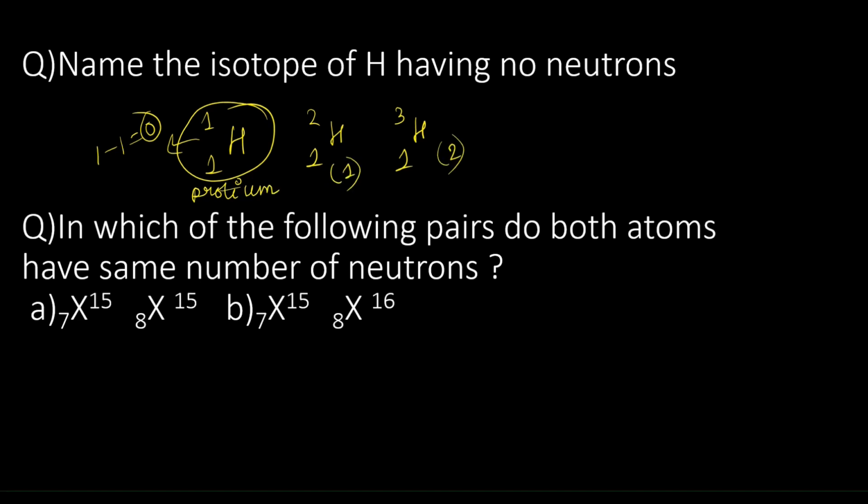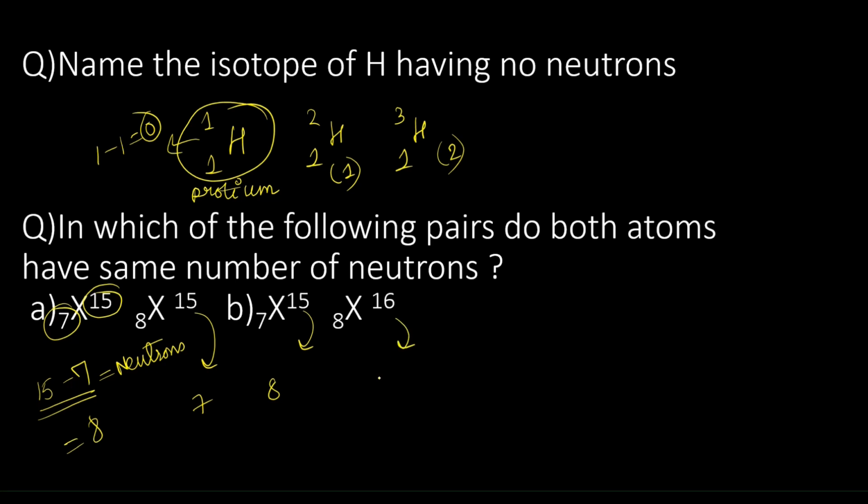In which of the following pairs do both atoms have the same number of neutrons? Very easy. Basically, subtracting the atomic number from the mass number gives you the number of neutrons. So, just calculate the value in all the cases. Here 15 minus 7 is 8, 16 minus 8 is 8. So, this is the right answer.